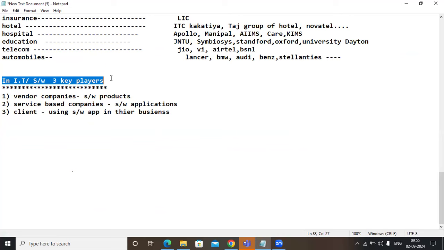So who are the important persons? Vendor companies, service-based companies, and clients. Vendor companies develop software products. Using these products, service-based companies develop software applications as per the requirement of the clients, and clients use software applications in their business. So these are the three important persons in the IT industry. Am I clear on this part of the explanation?